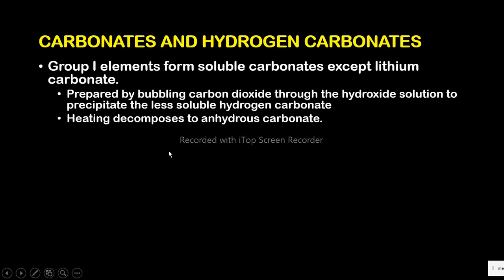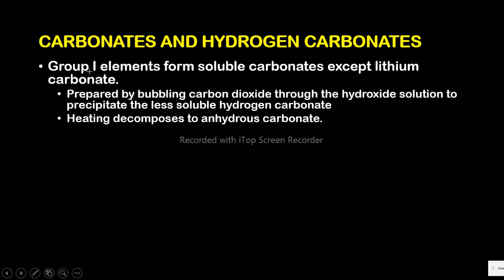Now, the group 1 carbonates, let me get some pen here. The group 1 carbonates are all soluble and stable, except lithium carbonate. Why lithium? You know, the diagonal relationship. It is too small with high charge density, so it greatly polarizes the carbonate, and it will become more covalent. It will form a covalent bond rather than an ionic bond, and so that covalent compound cannot dissolve in water.